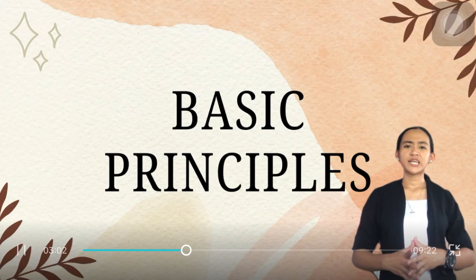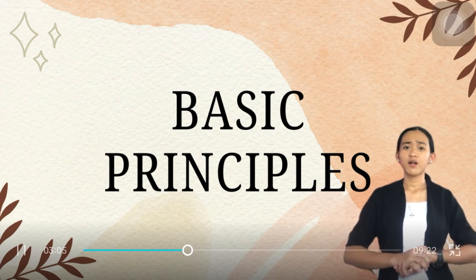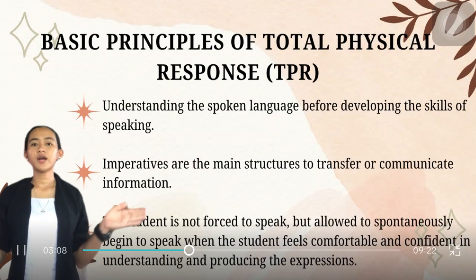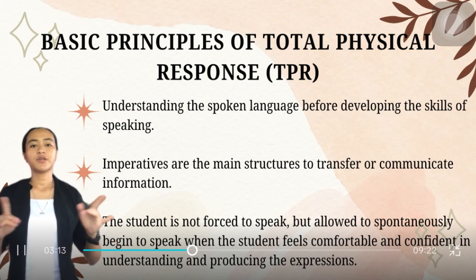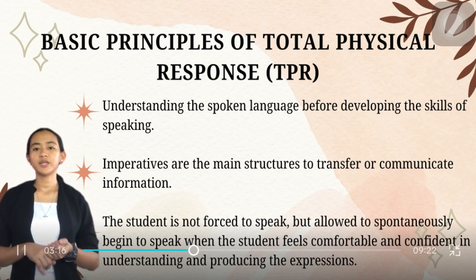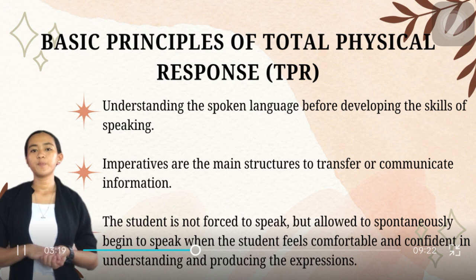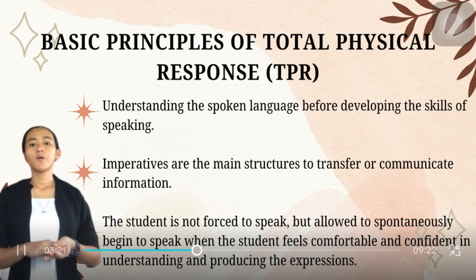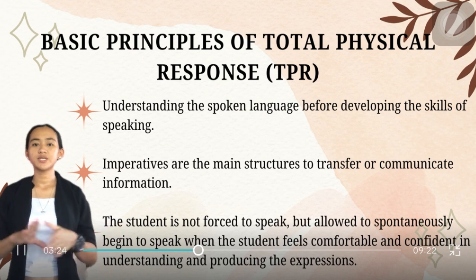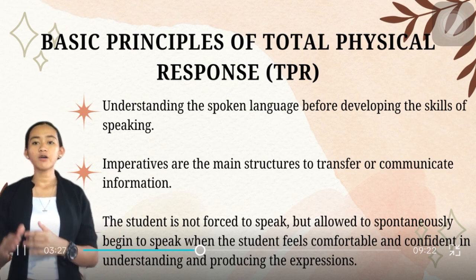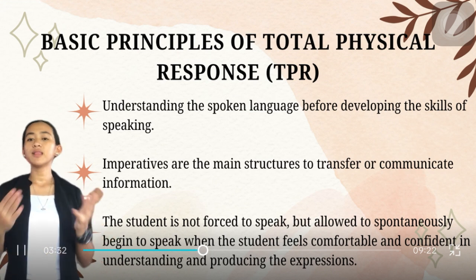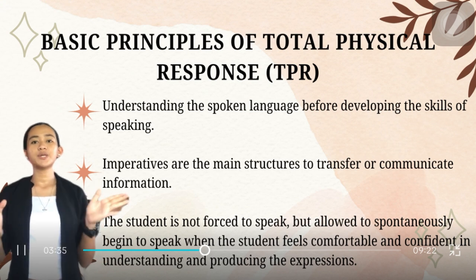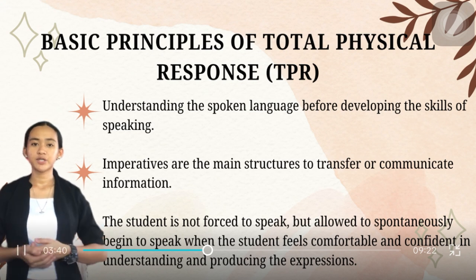So what are the basic principles in total physical response method? So there are three basic principles in total physical response method. So the first one is understanding the spoken language before developing the skills of speaking. So in this principle, this means that learners should first focus on comprehending what they hear before they try to speak. So by listening and understanding the language, students build a strong foundation, making it easier to express themselves.